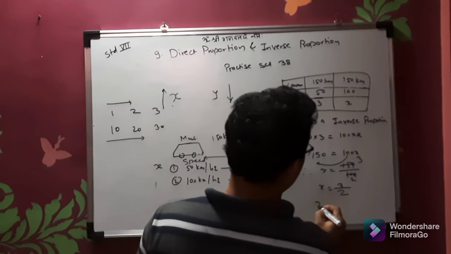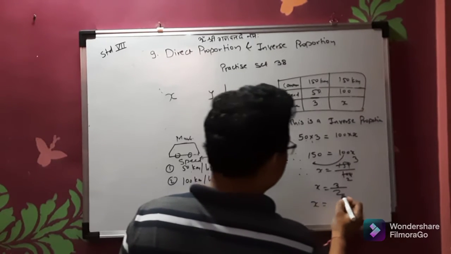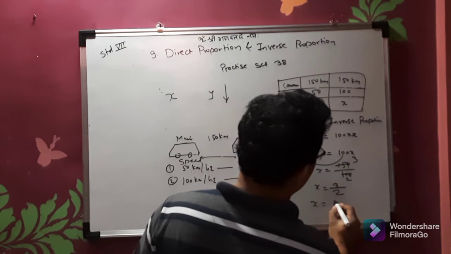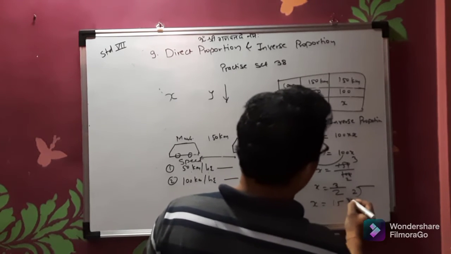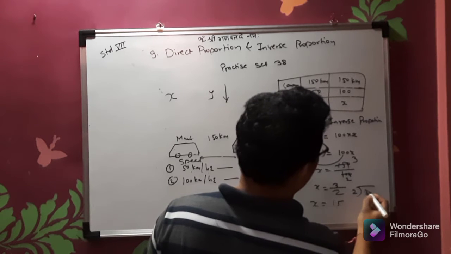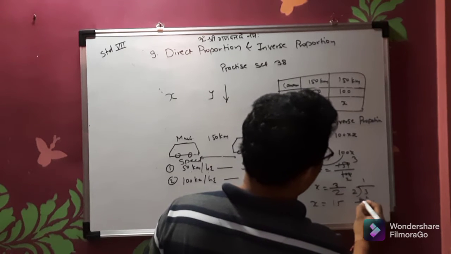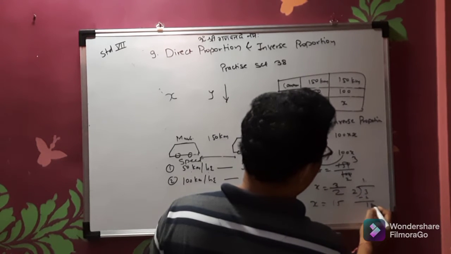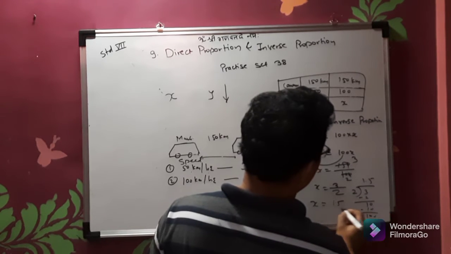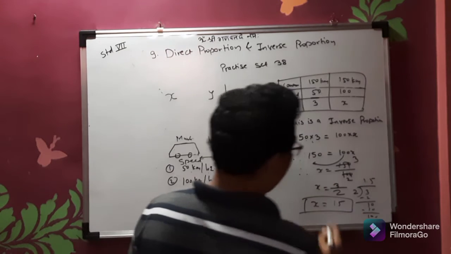What will be 3 by 2? So x is equal to 3 by 2. 3 by 2 is nothing but 1.5. How? This is 3 by 2, so we have to divide 3 by 2. 2 1s are 2. 3 minus 2 is 1. Then point. We have to get a point. Then 2 5s are 10. Answer is 0. So its value is 1.5.